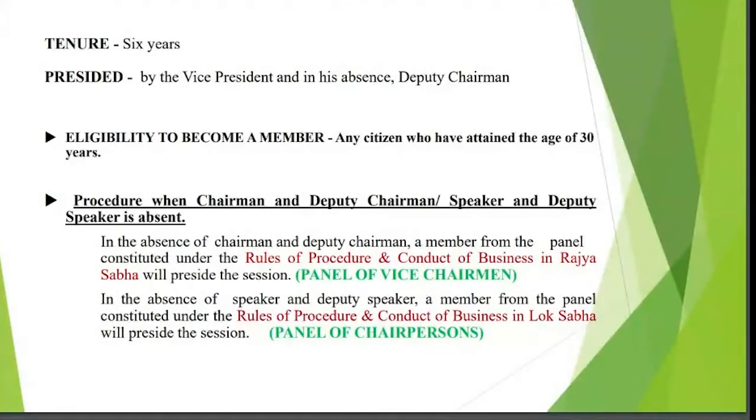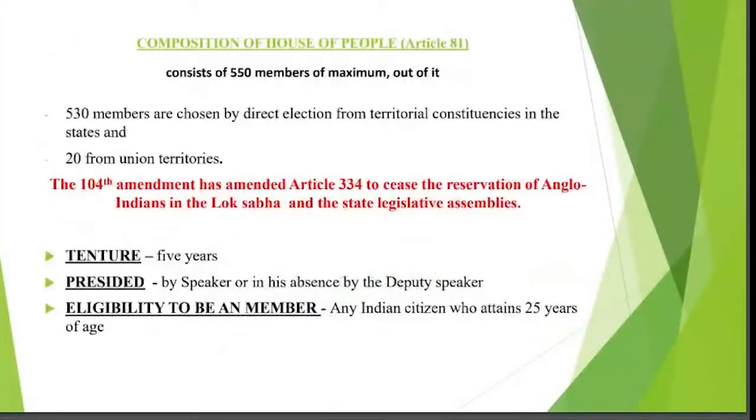Then, coming to the composition of Lok Sabha, it is dealt with under Article 81. It says that it shall consist of not more than 550 members, out of which 530 members are chosen by direct election from territorial constituencies in the states and 20 from the union territories. It is to be noted that the 104th Amendment has amended Article 334 to cease the reservation of Anglo-Indians in the Lok Sabha and in the state legislative assemblies.